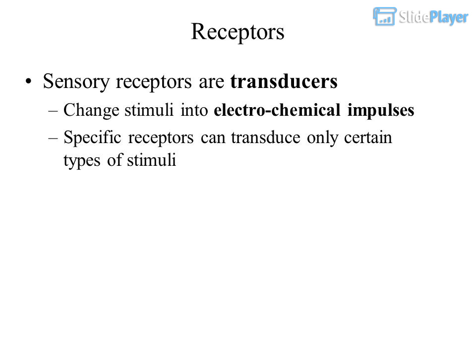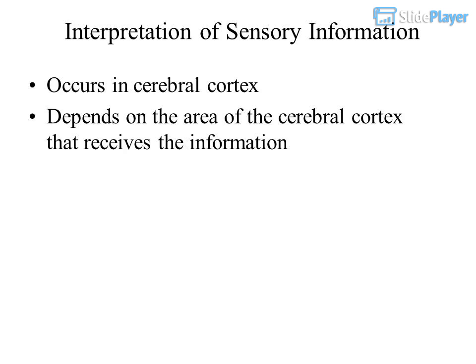Receptors. Sensory receptors are transducers. They change stimuli into electrochemical impulses. Specific receptors can transduce only certain types of stimuli. Interpretation of sensory information occurs in the cerebral cortex. It depends on the area of the cerebral cortex that receives the information.